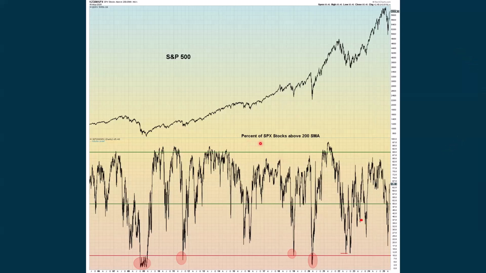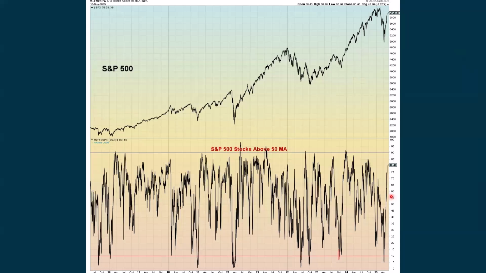This is the percent of stocks in the S&P above their 200-day simple moving average. We look for extreme negative or positive readings. We're not getting that. Then we'll use this to see, okay, what's the longer term bias? If we're below 50, that's negative, which we were. Now we've been able to come back above 50, and so the bias is switching back and looking more positive.